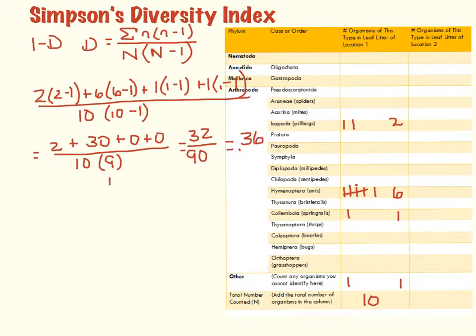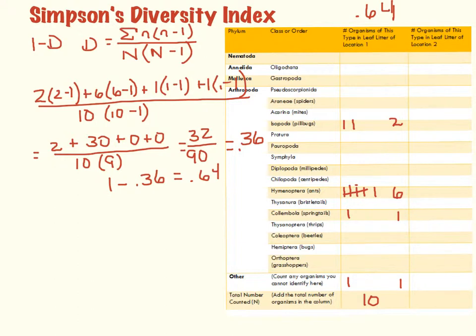To calculate diversity, 1 minus 0.36 is equal to 0.64. And I'll just write that up here so I can keep track of it. My diversity index for my first sample is 0.64.